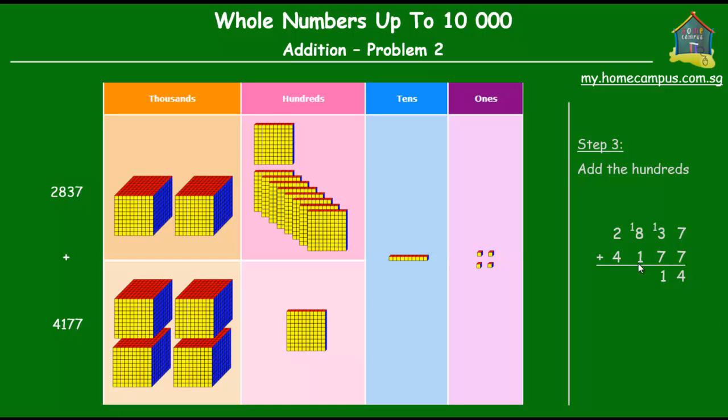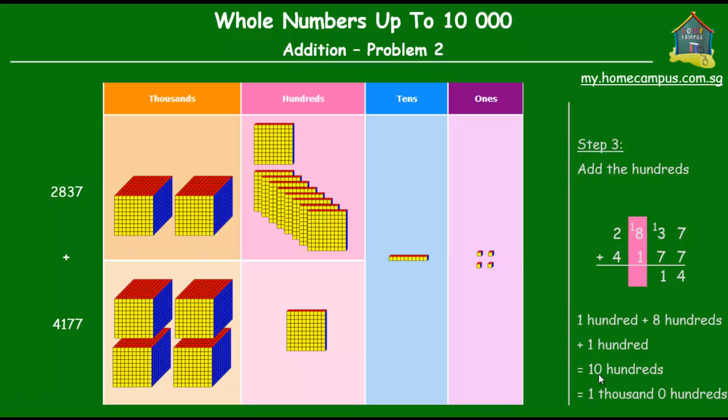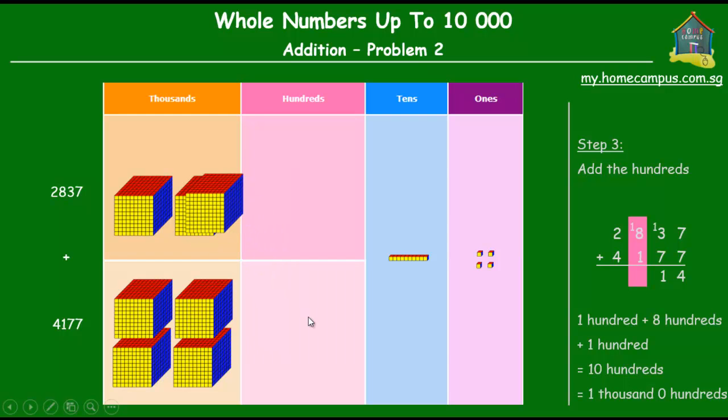Alright, now the next step is to add the hundreds. We have 1 hundred plus 8 hundreds plus 1 hundred, and that is equal to 10 hundreds. Again, we cannot have 2 digits in the hundreds column, so we regroup. When we regroup the 10 hundreds, we get 1,000, and there's nothing left in the hundreds column. So here's what we have. We regroup the 10 hundreds to make 1,000, and we carry that over to the thousands column. And we have 0 left in the hundreds column, but that's all right.